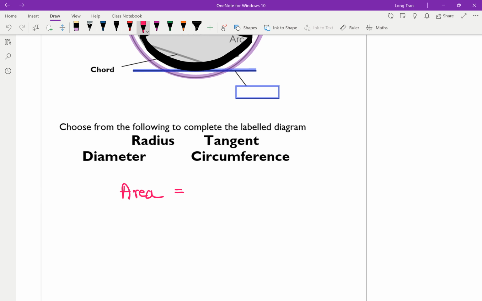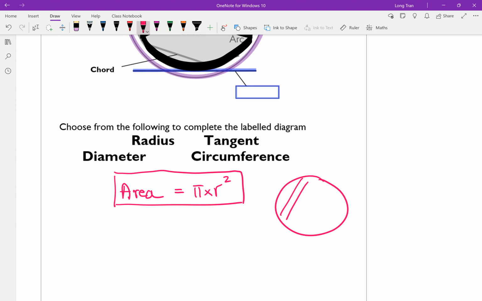Let's go back to the right-hand side. Maddie. Very good. R squared times pi. We often say pi times r squared. Okay, this is the formula for the area of a circle. But remember, this is for a full circle. So what happens when you don't have a full circle?